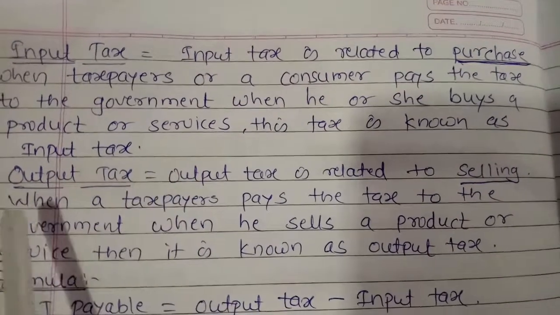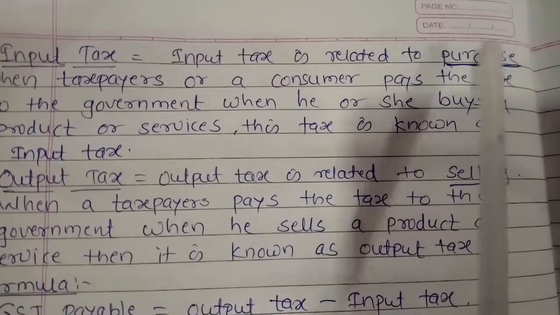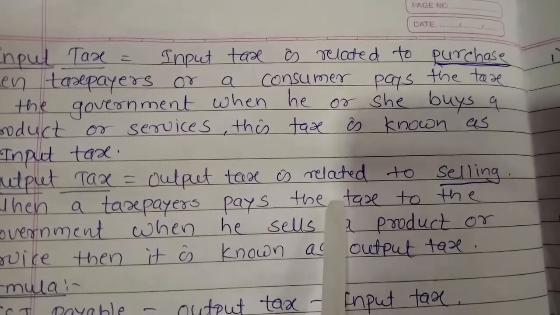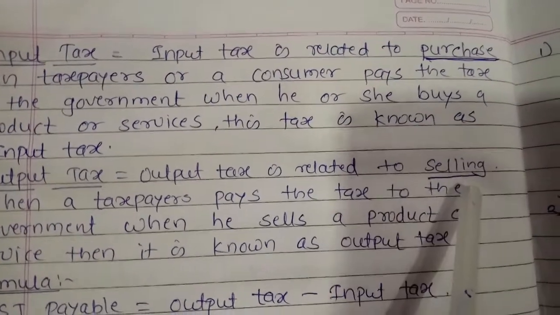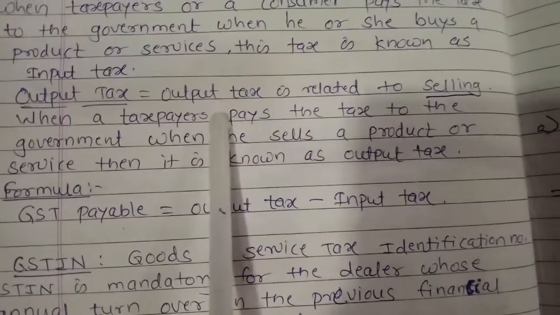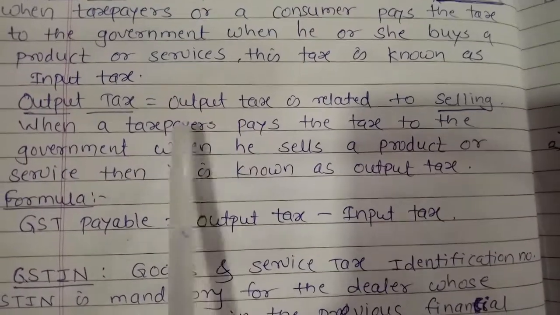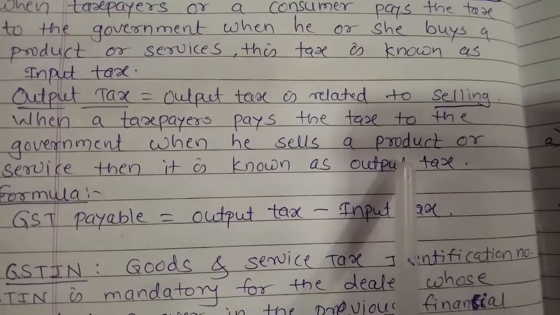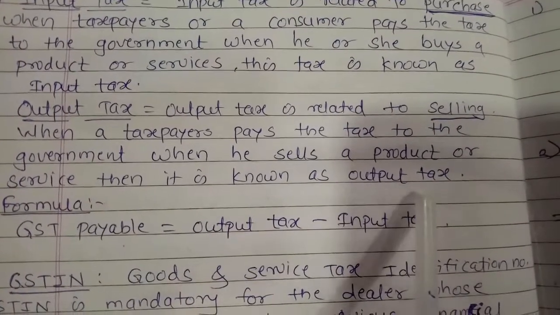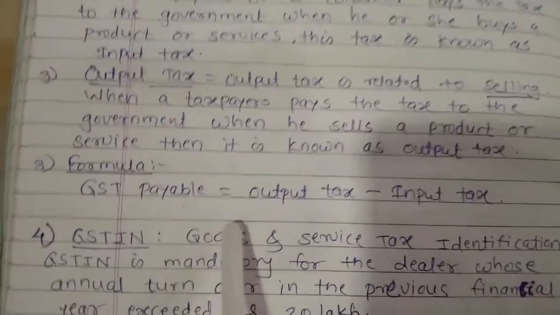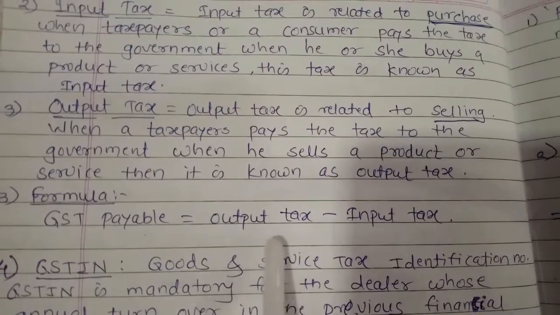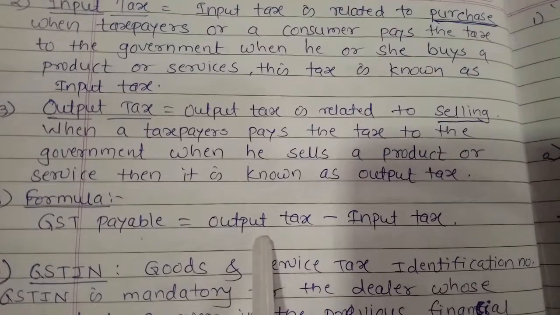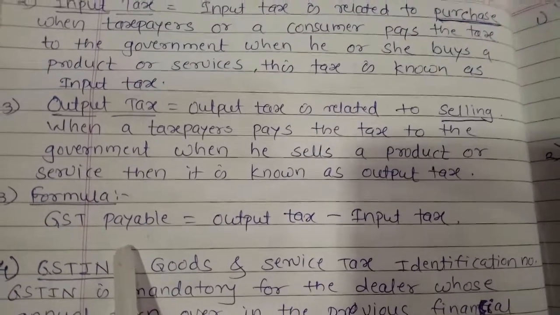Just like input tax, there is output tax also. When we purchase something we pay input tax, and when we sell any item or object, the tax that we have to pay is output tax. So output tax is related to the selling. When a taxpayer pays the tax to the government when he or she sells a product or service, then it is known as the output tax. What is the formula related to the input tax and output tax? GST payable we can calculate by taking the subtraction of these two, that is output tax minus input tax is nothing but the GST payable.